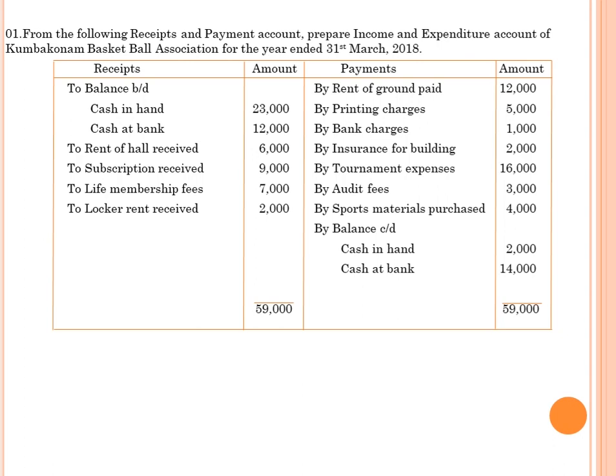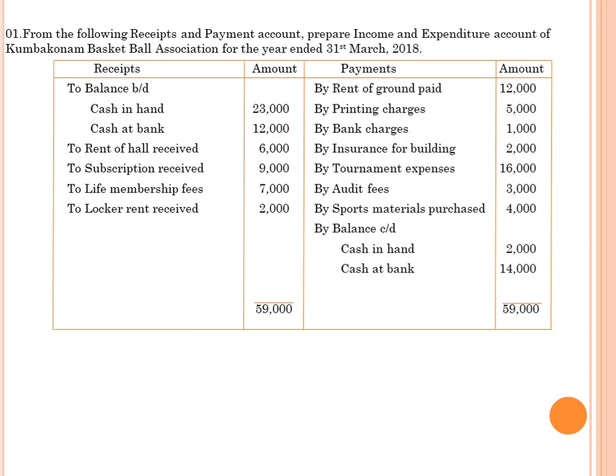Now we move on to the payment side. By rent of ground paid 12,000, by printing charges 5,000, by bank charges 1,000, by insurance for building 2,000, by tournament expenses 16,000, by audit fees 3,000, by sports material purchased 4,000, by balance carried down, cash in hand 2,000, cash at bank 14,000, and the total of the payment side is also 59,000. So these are the information. With the help of this information, now we are going to prepare the income and expenditure account.